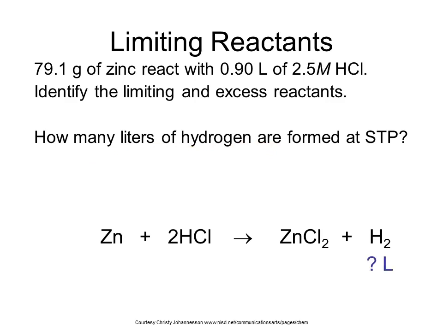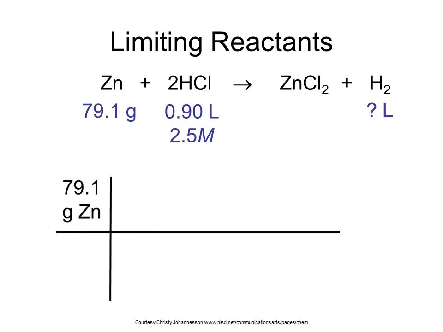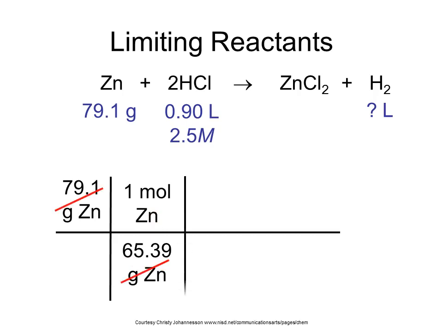So I want to find out the number of liters of hydrogen gas I would produce if I start with 79.1 grams of zinc, and I have 0.9 liters, that's 900 milliliters, of 2.5 molar solution. Okay, so let me give myself a little space here. We're going to set this up. I have 79.1 grams of zinc, and using the periodic table, I find that 65.4 grams of zinc is 1 mole, so the grams of zinc cancel, like that.